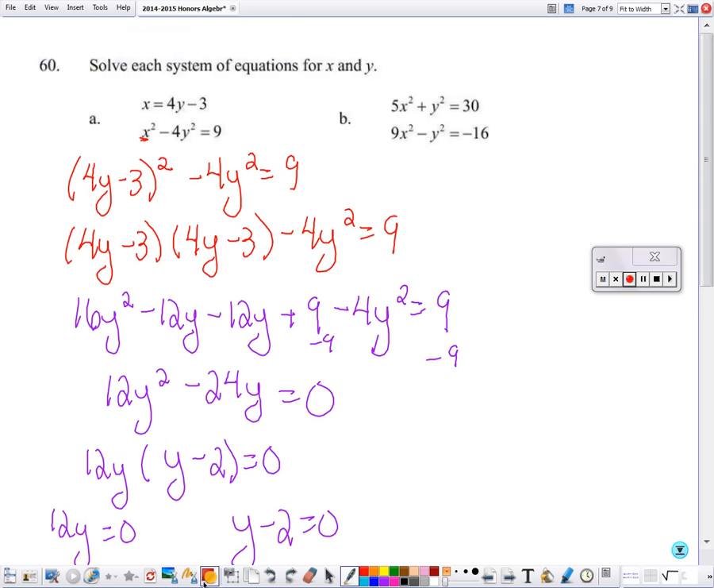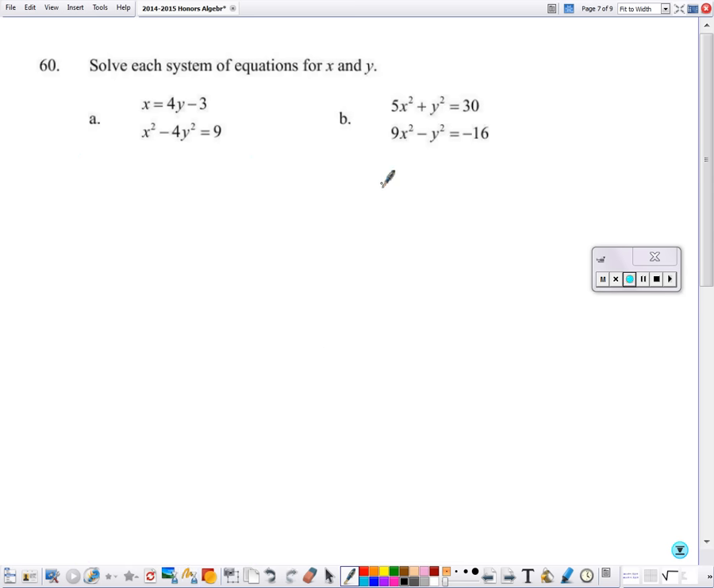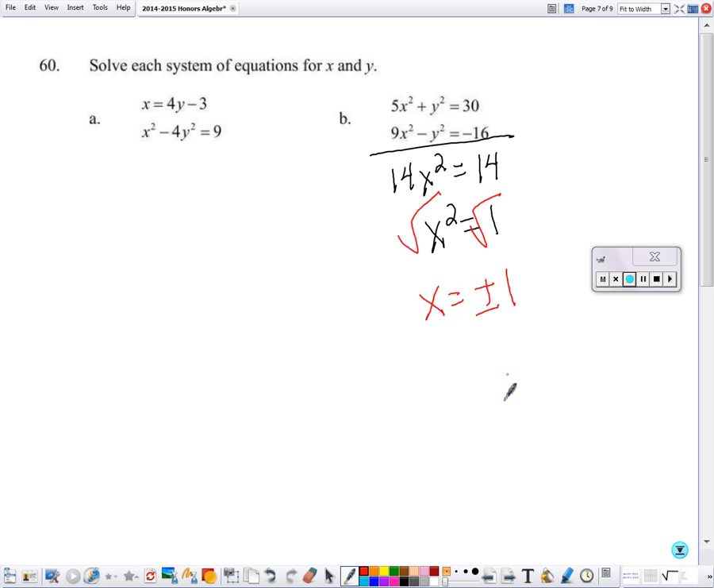Okay, so now going back up and doing b. For b, I don't want to do substitution. It's set up really nicely for elimination, where if we add these equations together, divide by 14, we get x squared equals 1. Now you have to remember, when you square root both sides, it's plus or minus. So we have an x equals 1 and an x equals -1 to substitute into the equations.